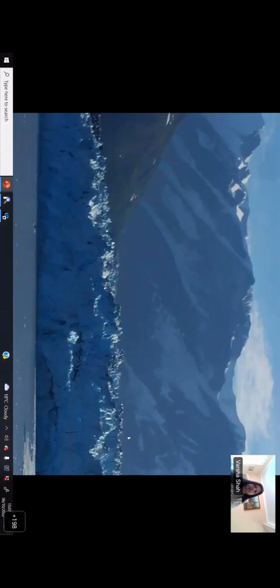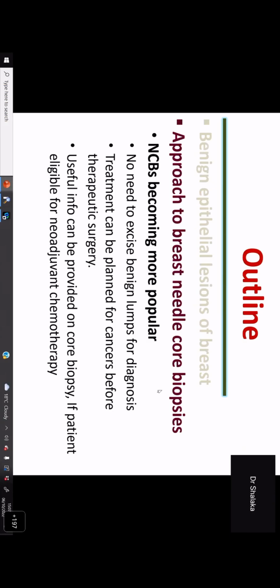Okay, so approach to breast needle core biopsies. As you all know, needle core biopsies are becoming more popular, mainly because you really don't want to excise a benign breast lump, for example a fibroadenoma, just to get a diagnosis, when you can easily get a diagnosis by needle core biopsy. So you want to avoid benign excisions. And even for malignancy it is useful, because the surgeon can plan the treatment before doing the therapeutic surgery, and if the patient is eligible for neoadjuvant chemotherapy, we can give all the useful information to the oncologist as well. So they are becoming very popular.